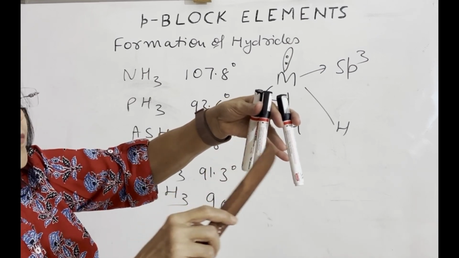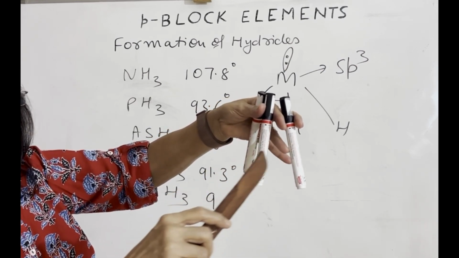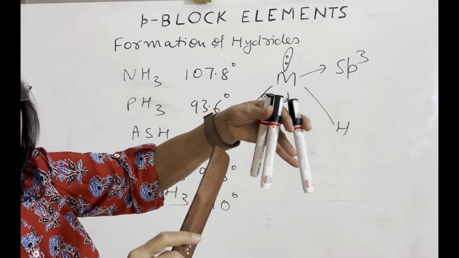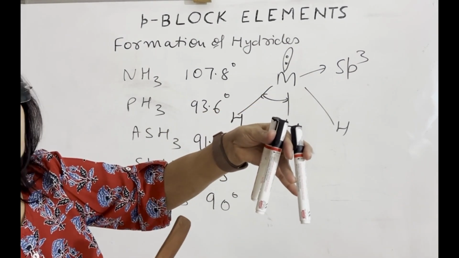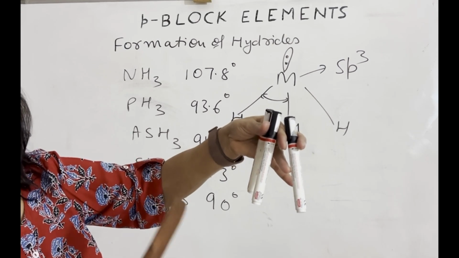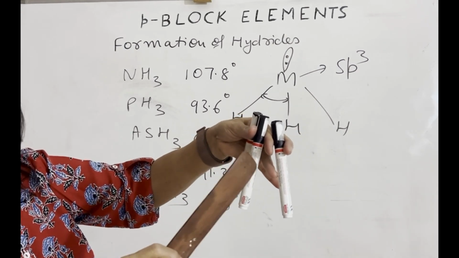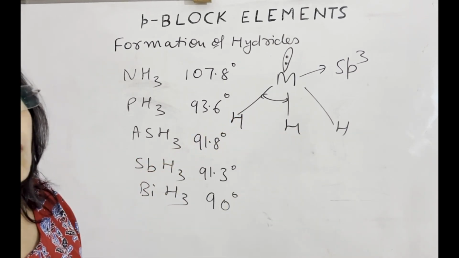तो bond pair के बीच के अंदर का जो gap है वो already increase हो गया. The bond pair tends to lie away in higher elements because of the large size. So therefore the repulsion will be less and bond angle will be closer to 90 degrees.